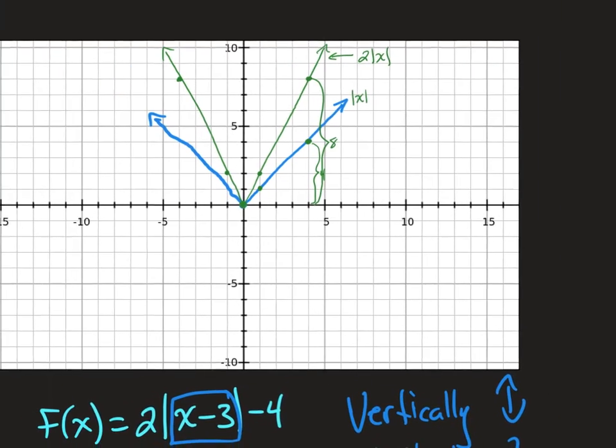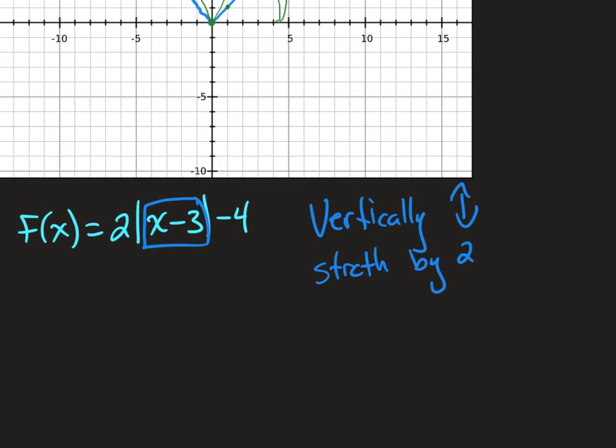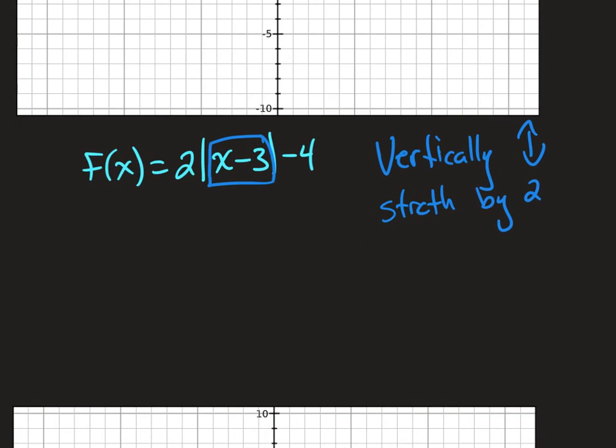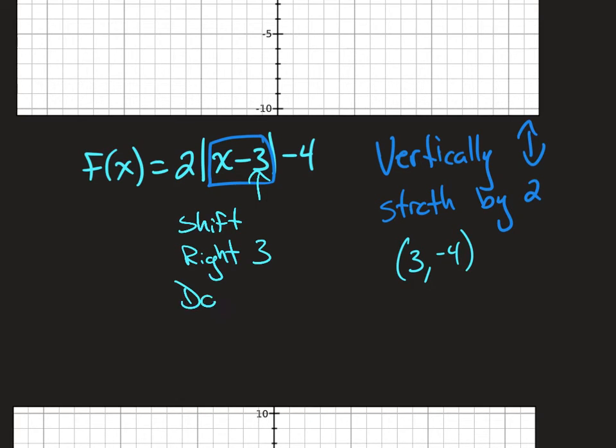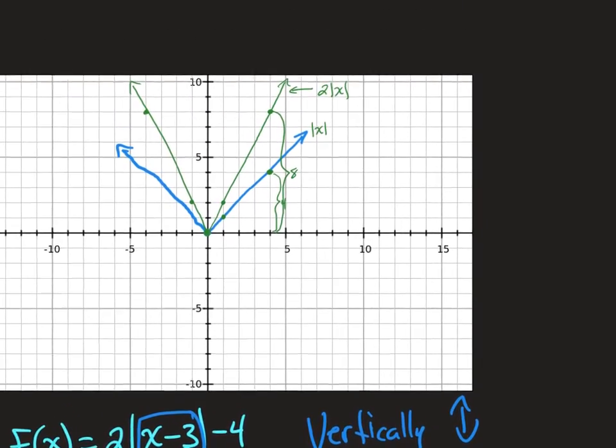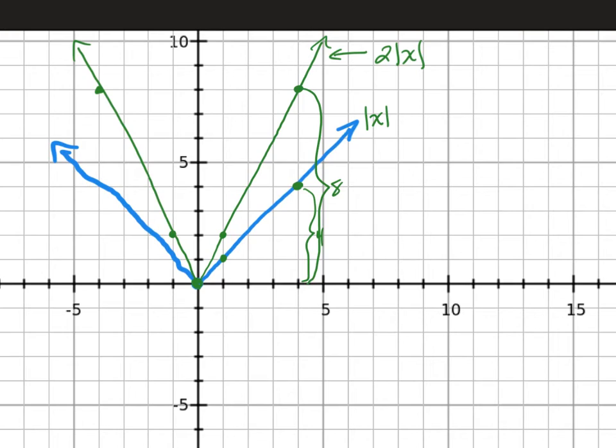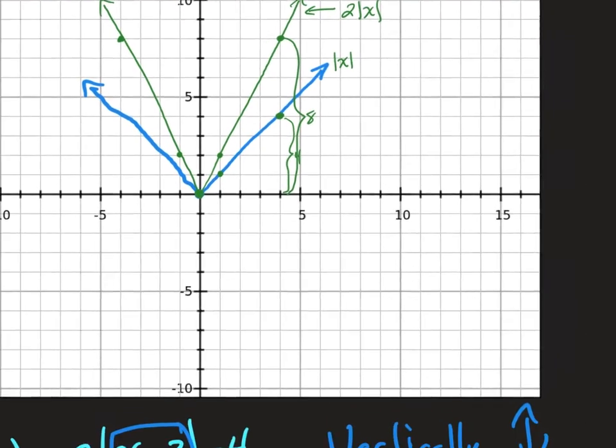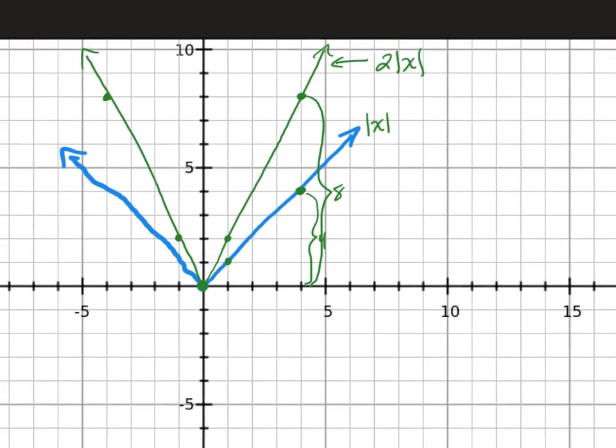So let's look at this. On the next one, I'll do a negative. So now we need to shift the graph, right? And how are we going to shift it? Well, the vertex is positive 3, the opposite, comma negative 4. So that means we're going to shift right, because it's a positive 3, right 3 units, and down 4 units. So I'm going to take this green one, not the blue one, right? The green one, and shift that to the right 3 and down 4.